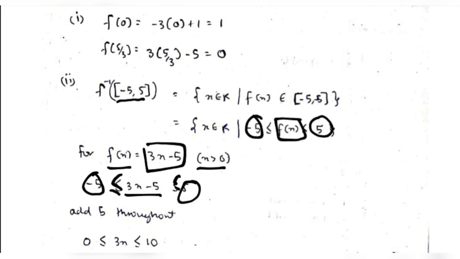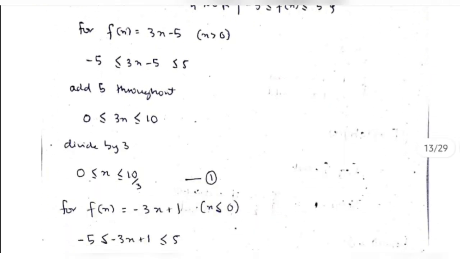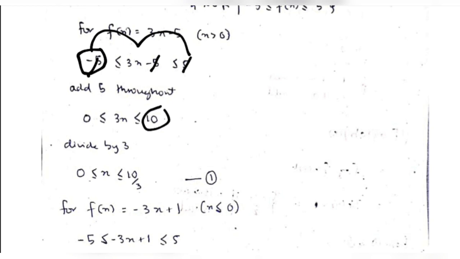Okay, now we have to find out the value of x here. How will we do that? See here, it's minus 5, right? So we'll add 5 in all these equations, so the minus 5 will be eliminated here, and here we'll get 10, and now we'll divide by 3 because we need just x here, so we'll have this equation here, 0 less than or equal to x, and which is less than or equal to 10 by 3.